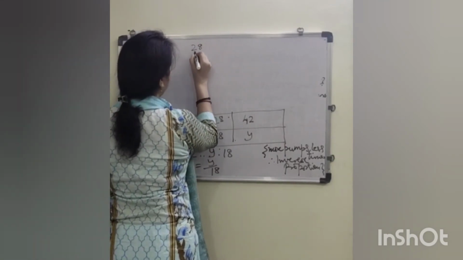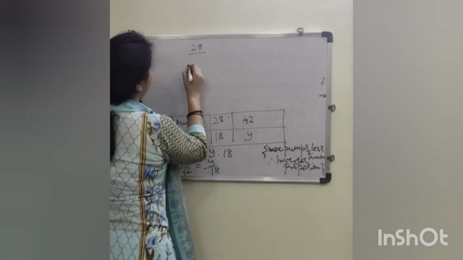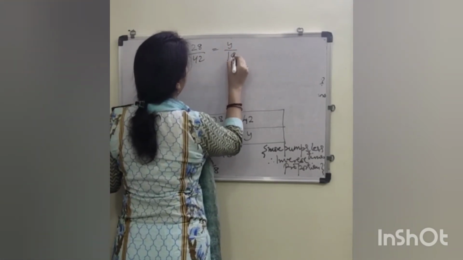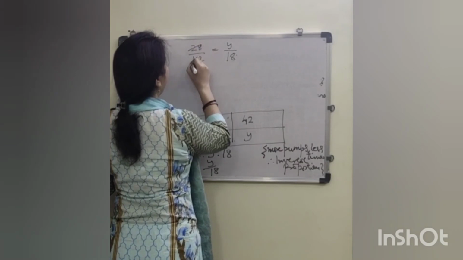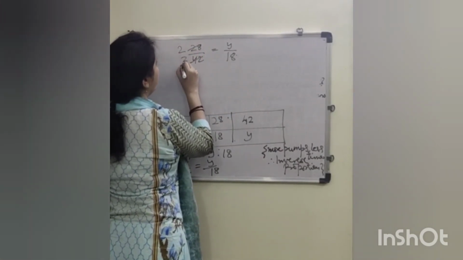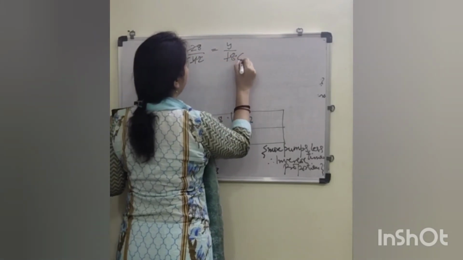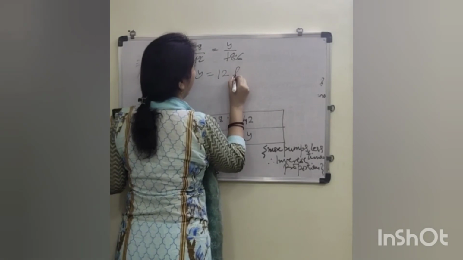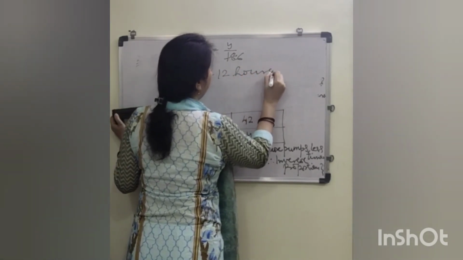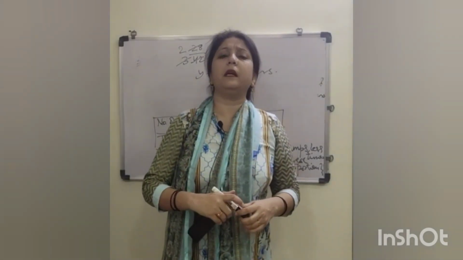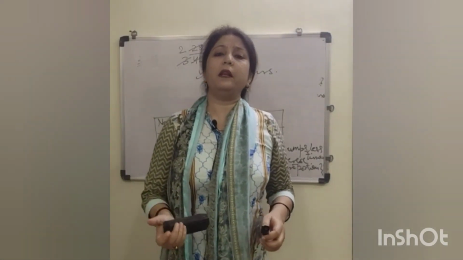28 over 42 is equal to Y over 18. So let's calculate by 2, rather by 14. 2s are 2, 3s are 3, and by cross multiplication Y is equal to 12 hours. That means if you take 42 pumps, they will empty the reservoir in 12 hours.